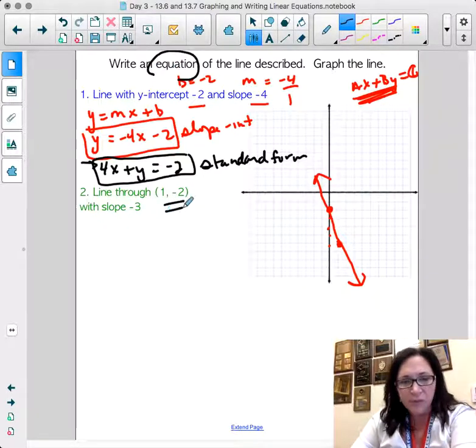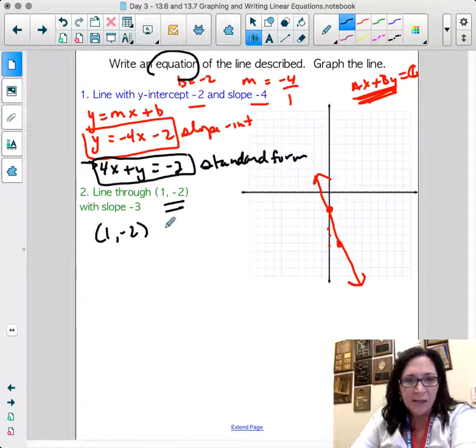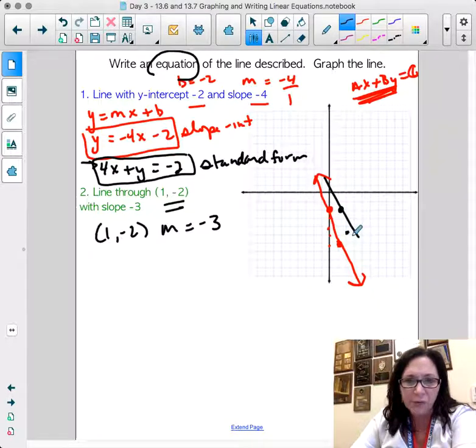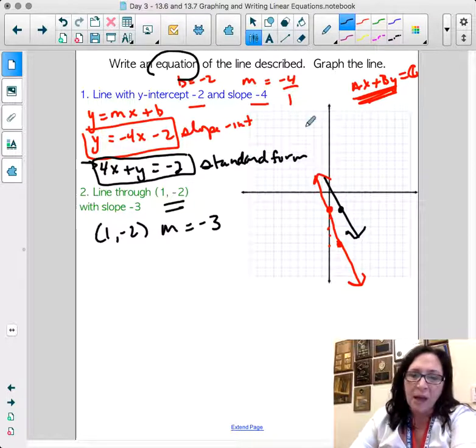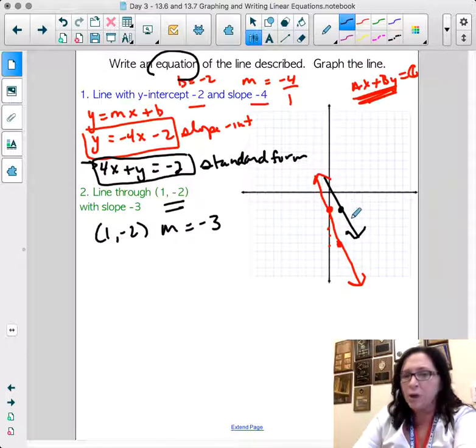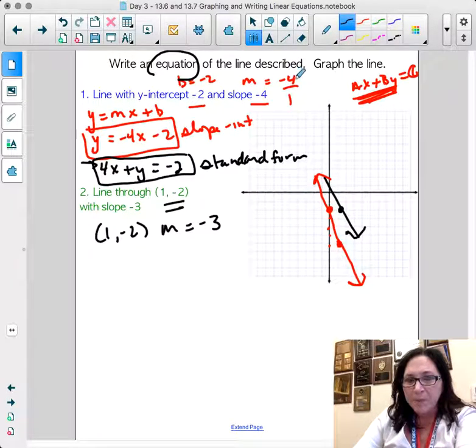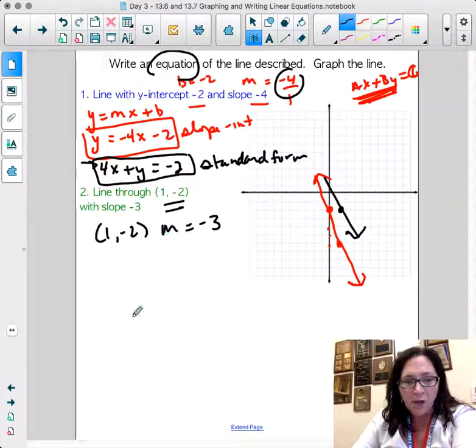Okay, this one, number 2, is asking me to come up with an equation where the line goes through this point. So they gave me a point, which is 1, -2, and a slope of -3. So that means over 1, down 2, and now I have a slope of -3, so down 3 over 1. So this graph is going to also drop down, but they are going to intersect, because unless the slopes are the same, see how this slope is -4 and this slope is -3, they're not going to be parallel. Okay, so let's come up with the equation.